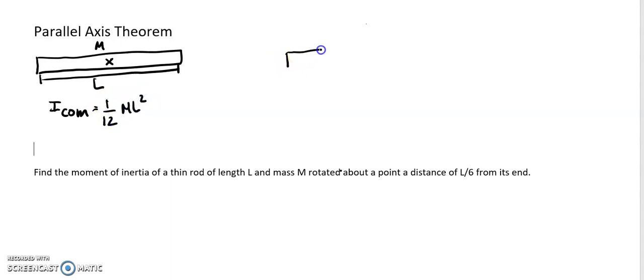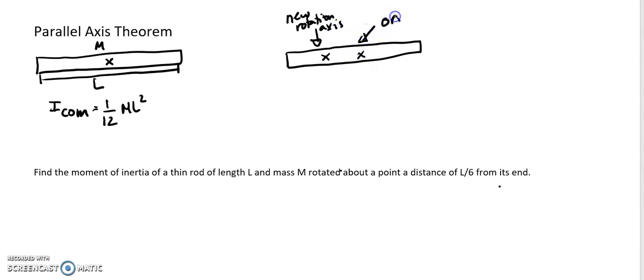So now let's say we take that exact same rod and we change the rotation axis to here. So I'll call this the new rotation axis. And again, it's the original center of mass rotation axis, right there. So for this, am I going to increase or decrease the moment of inertia by moving the rotation axis farther from its center of mass?